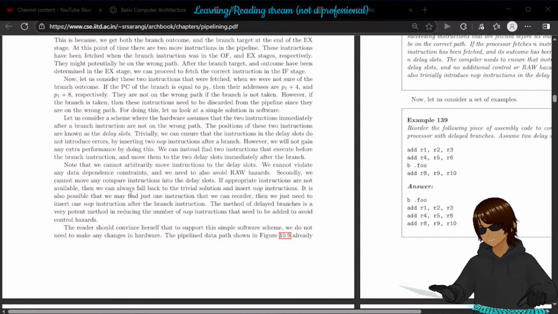It is also possible that we may find just one instruction that we can reorder. Then we need to insert one NOP instruction after the branch instruction. The method of delay branches is a very potent method in reducing the number of NOP instructions that need to be added to avoid control hazards.